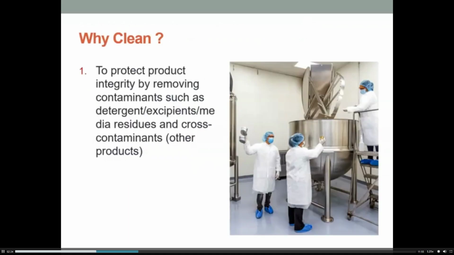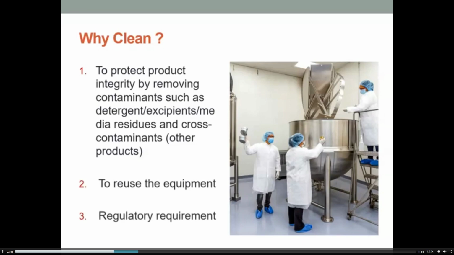Why do we need to clean? Well, number one, to protect the product integrity by removing contaminants. And contaminants can be things like detergent, other excipients, media residues, and cross-contamination from other products. It can even be things like shearing from pieces of metal particles or filings that you might get from your agitator. It can be pieces of dirt or dust. It can be insects. It can be any of those things. Because we need to reuse equipment and because it's a regulatory requirement.